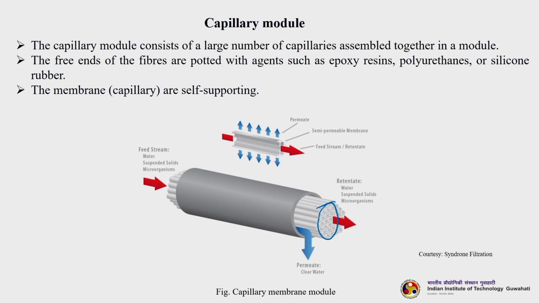The membranes are self supporting. Here, we have seen in the tubular systems the membranes are not self supporting, however, here the membranes are self supporting, they do not need any intermediate support to hold them. So, feed is entering here as you can see, and we can get the overall retentate here, and the permeate is getting collected out of the membrane, and we can get permeate here.